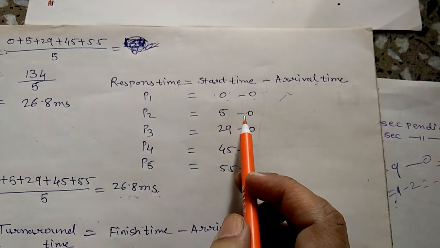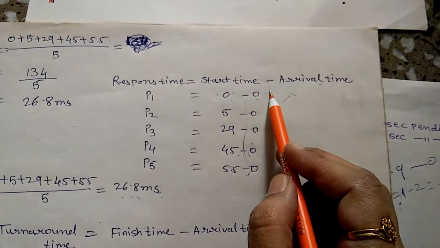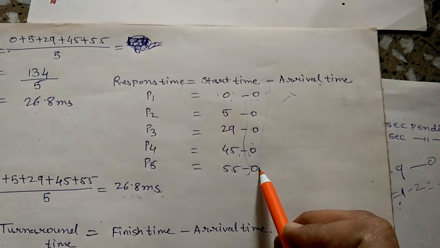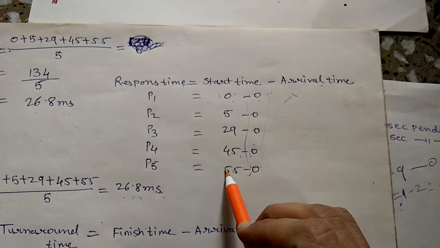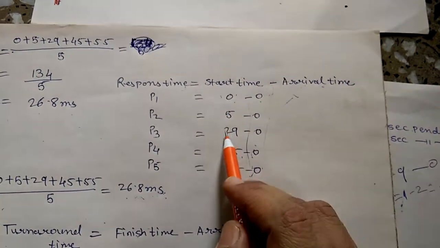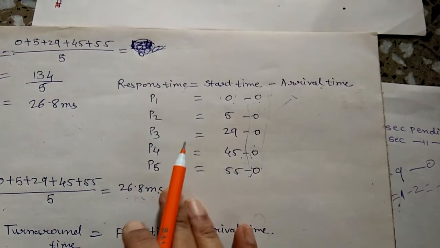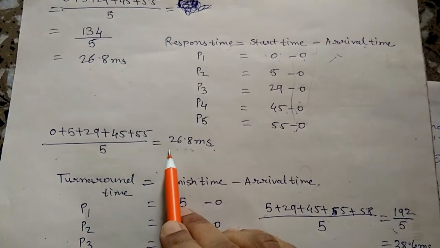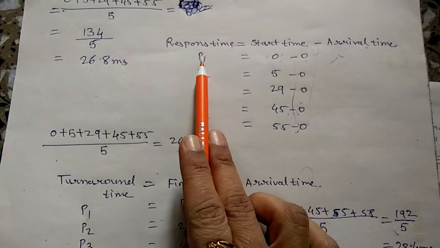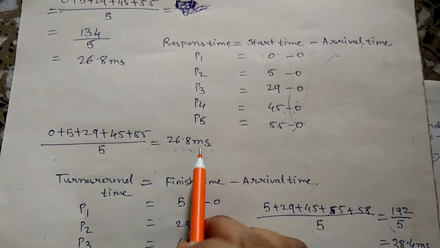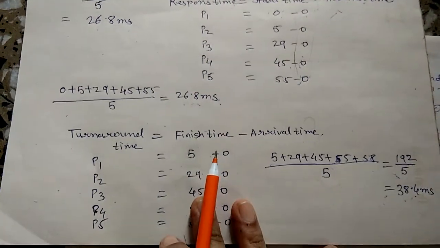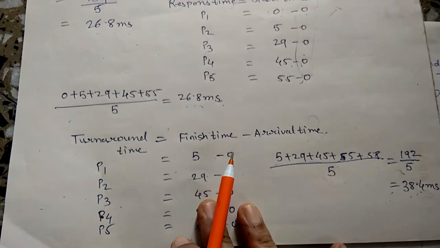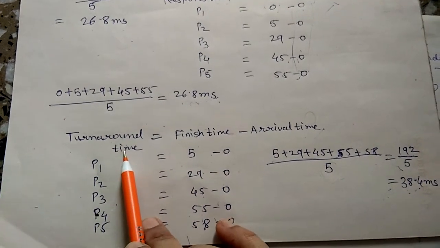So here we don't have to think much. Arrival time is already given, that is 0. Start time also we have determined through the Gantt chart. So just deduct the 0 everywhere and we will get the same value of the response time, that is 26.8 milliseconds. Now the last calculation remaining is the calculation of turnaround time.